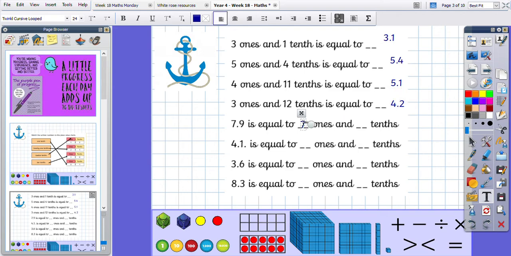7.9 is equal to 7 ones and 9 tenths. 4.1 is equal to 4 ones and 1/10. 3.6 is equal to 3 ones and 6 tenths, and 8.3 is equal to 8 ones and 3 tenths. So well done if you got those correct.